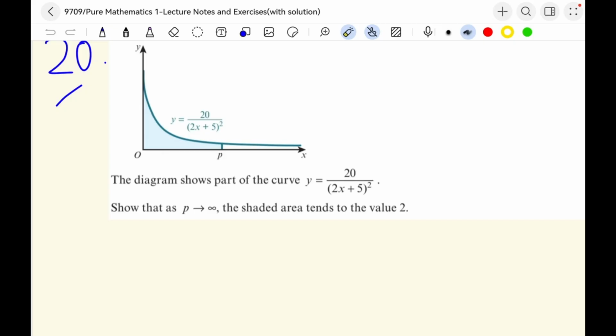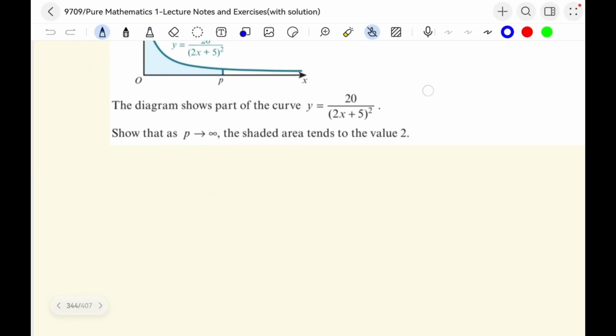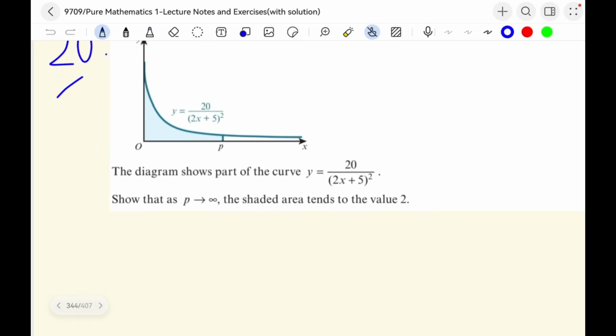And now show that as p goes to infinity, the shaded area tends to the value of 2. So this question is related to improper integrals, which involves the limits of the continuity. So how does it perform? All right. So please look through this tutorial carefully.